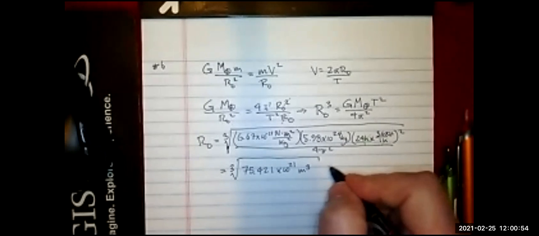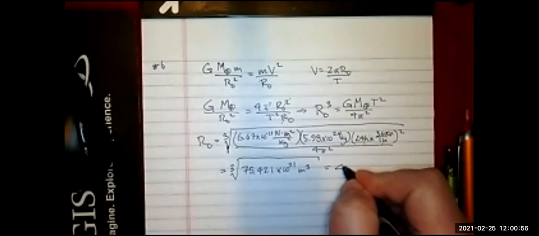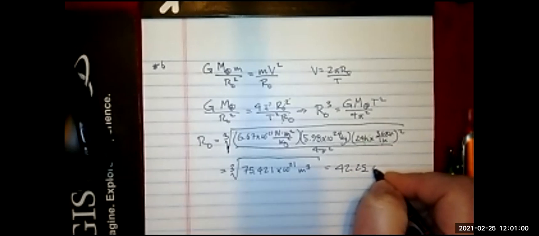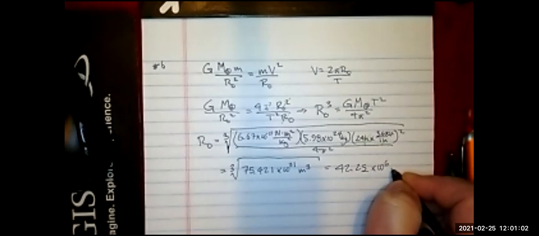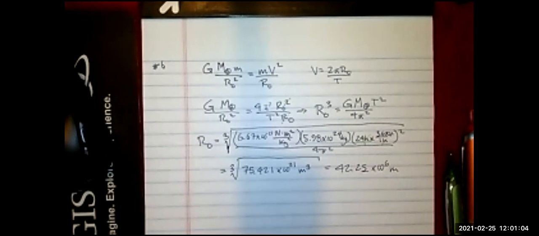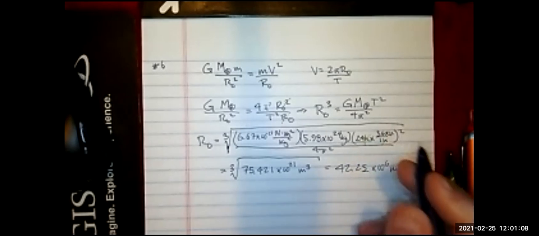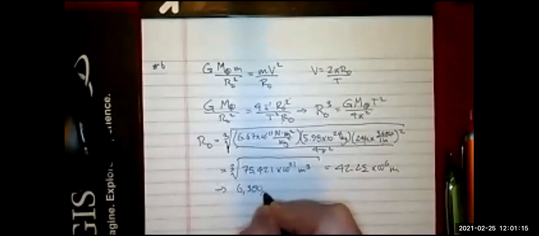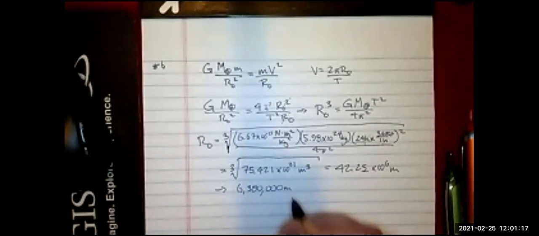So that turns out to be 42.25 times 10 to the 6 meters. And remember, the radius of the Earth is 6.38 times 10 to the 6, so 6,380,000 meters. And I want to subtract that from 42 million meters.